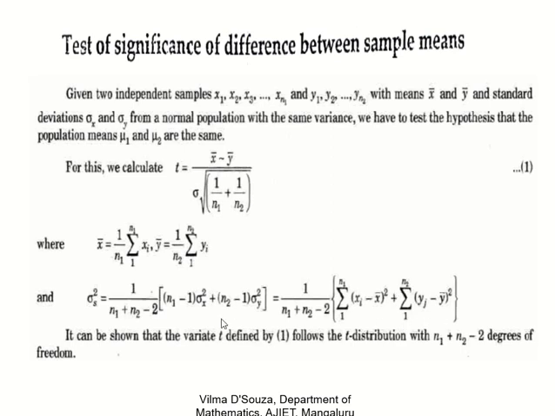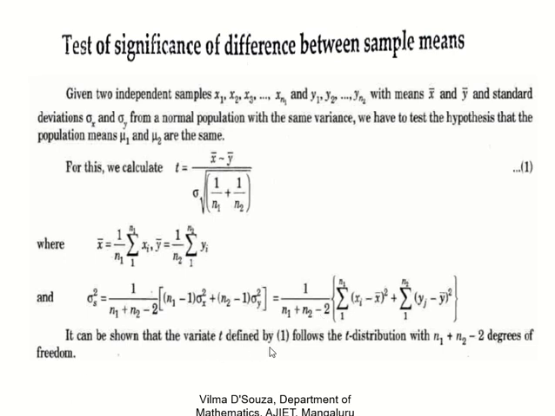Now here you can observe the easiest way to remember the formula is this alternative formula. In the previous case you calculated s square, 1 by n minus 1 into summation of x minus x bar whole square. You had only x there, but here you have x and y both, so you are calculating the summation of both, and instead of n minus 1, you have n1 minus 1 plus n2 minus 1, so it is n1 plus n2 minus 2.